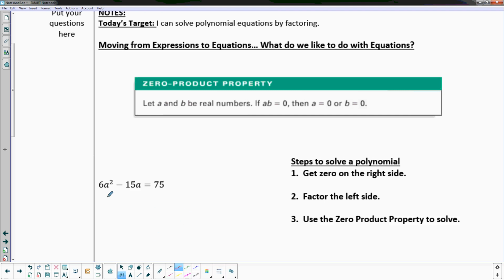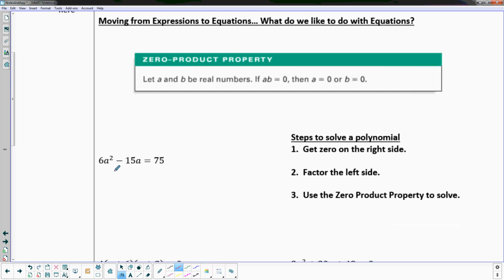So on this first one, we're going to follow these steps to solve this polynomial. The first step is to get 0 on the right-hand side. So I'm going to do that by moving that 75 to the other side. Minus 15a minus 75. So I move that 75 to the other side by subtracting it, and I get 0 on the right-hand side.